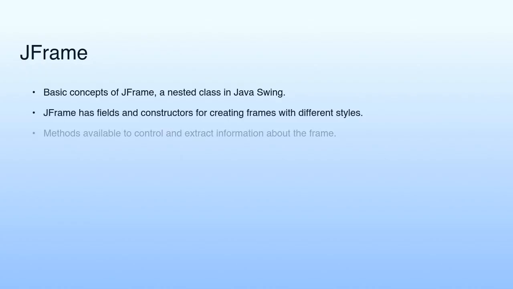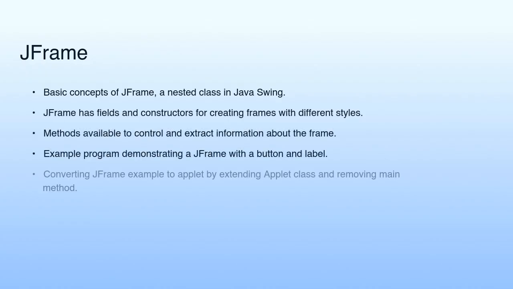The JFrame component is a basic nested class in Java Swing, with fields and constructors for creating frames with different styles, and methods for controlling and extracting frame information, exemplified through a program showcasing a frame with a button and label.